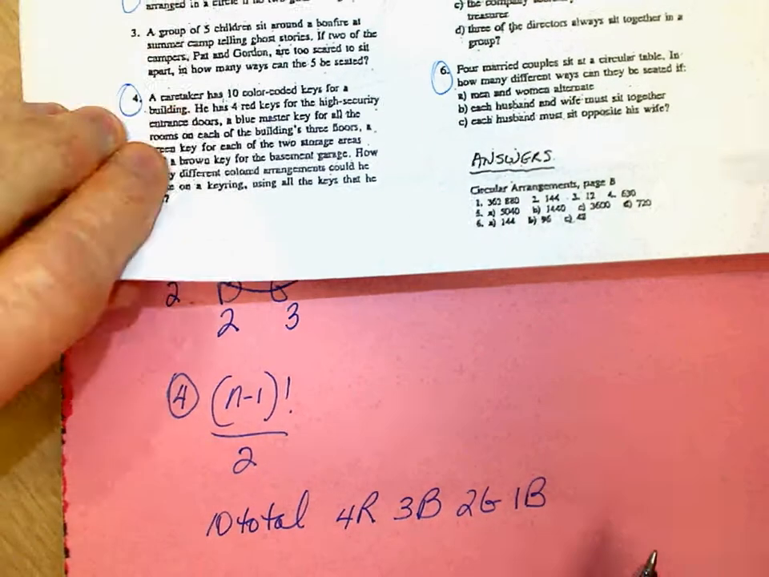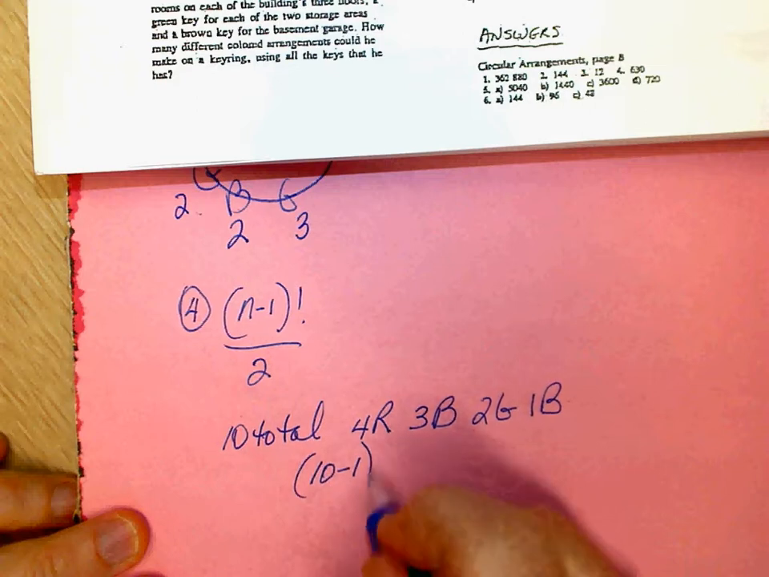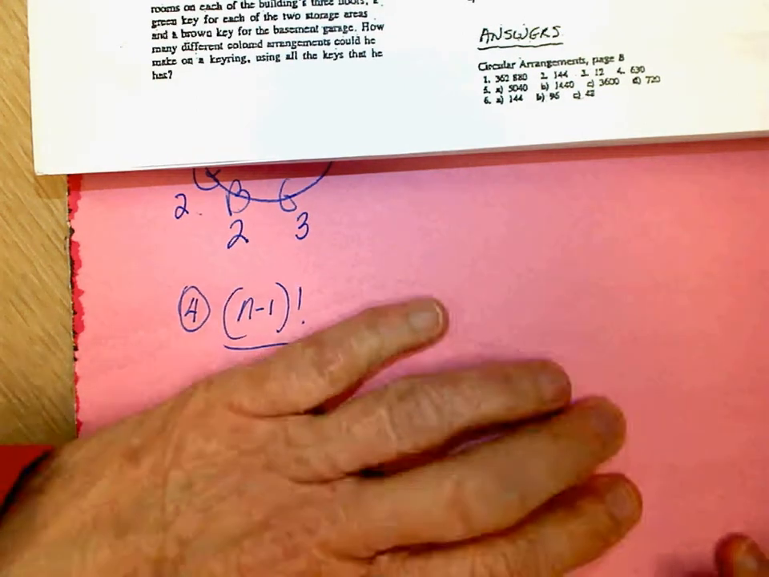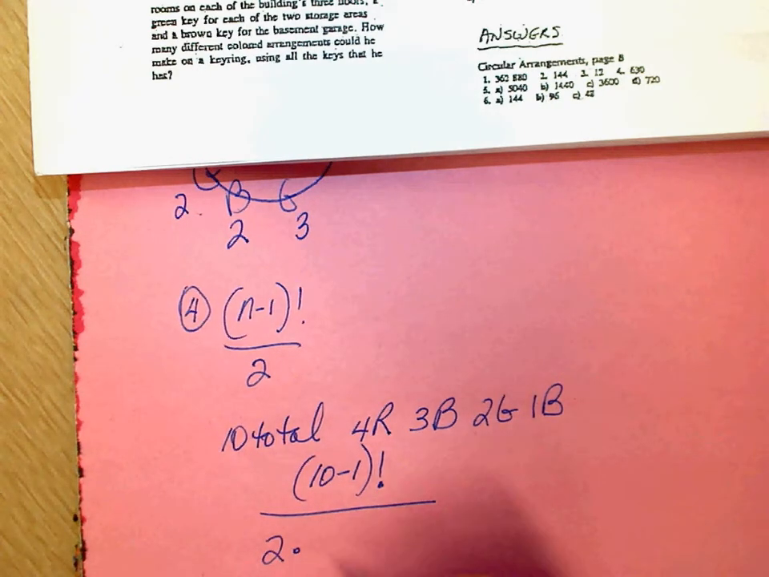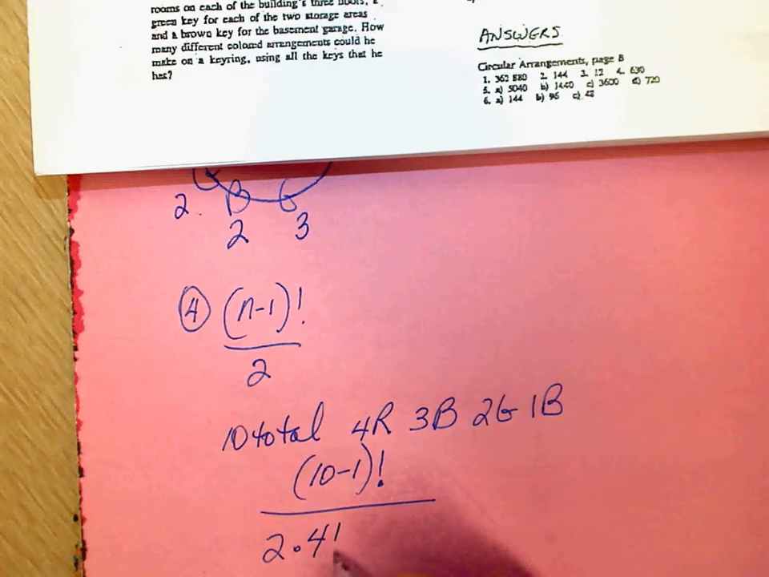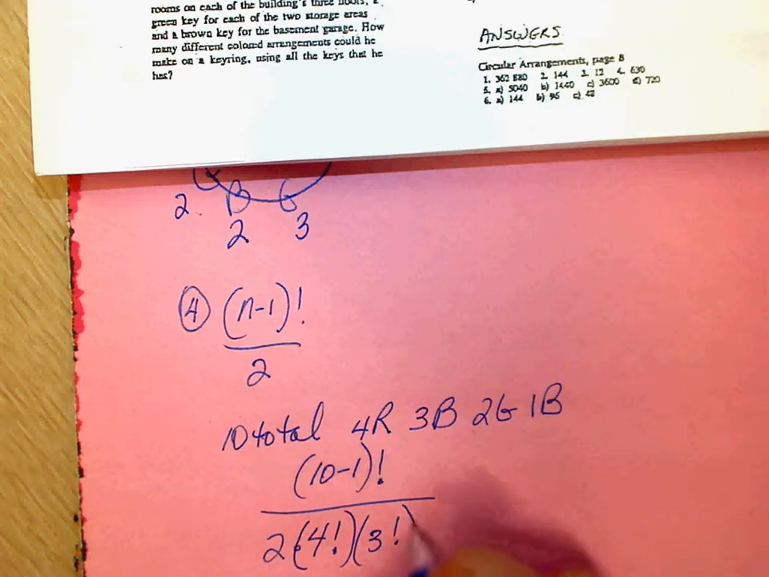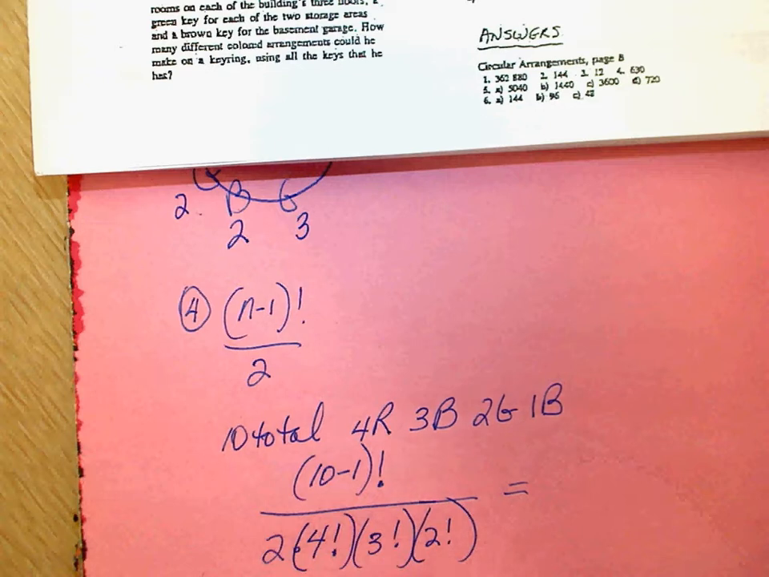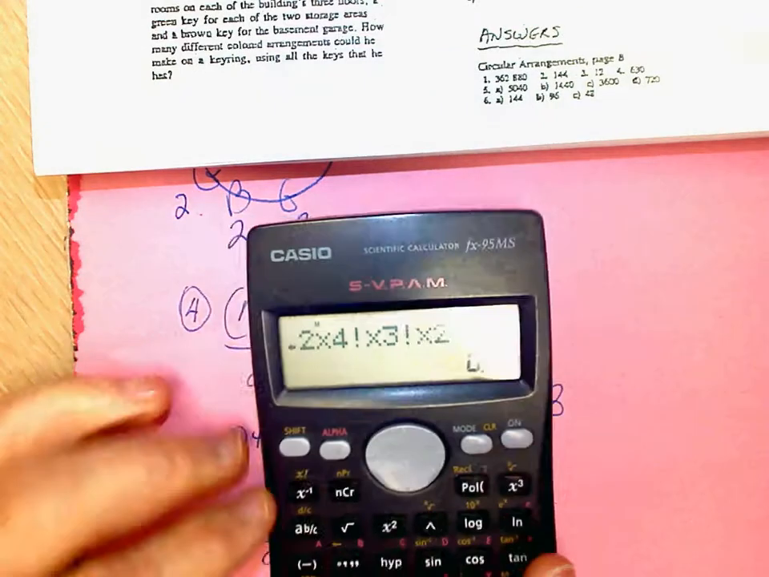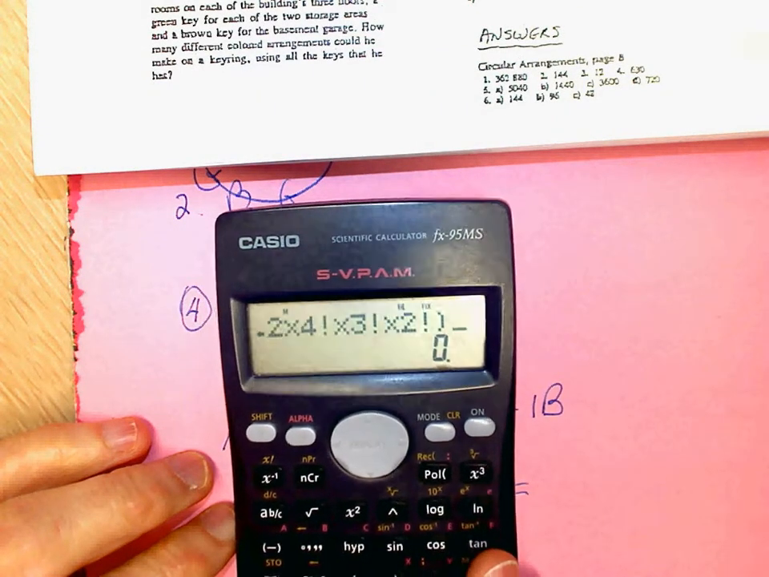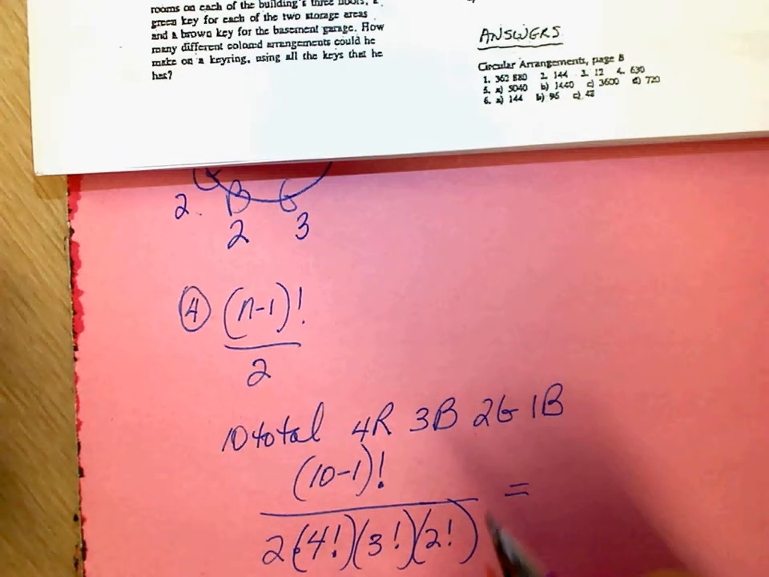So 10 in total, so we're going to be going 10 minus 1 factorial, and then we're going to divide by the 2, right, to cancel out the flipping, because when you flip they look different but they're really the same. So that's why we divide by 2. And then we divide by what's the same: 4 factorial, 3 factorial, 2 factorial. And then when I put that into my calculator, we'll end up with 9 factorial divided by open bracket 2 times 4 factorial times 3 factorial times 2 factorial and a closed bracket. I'll just show you what my calculator looks like. That's what I'm dividing by, and that equals 630.